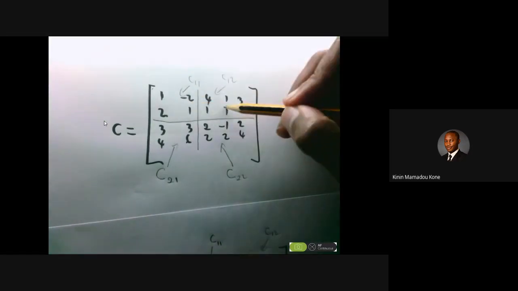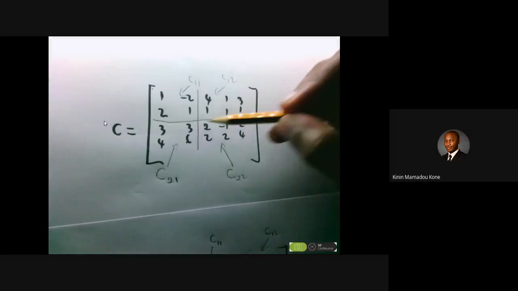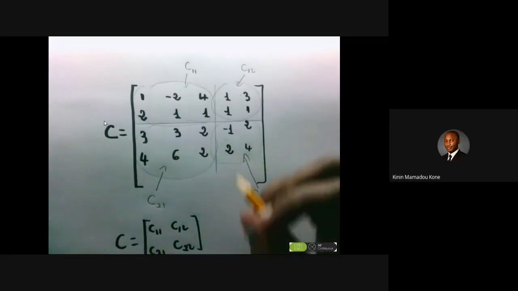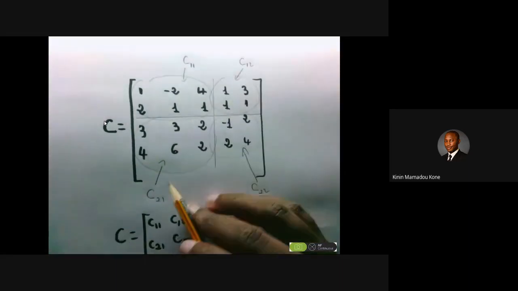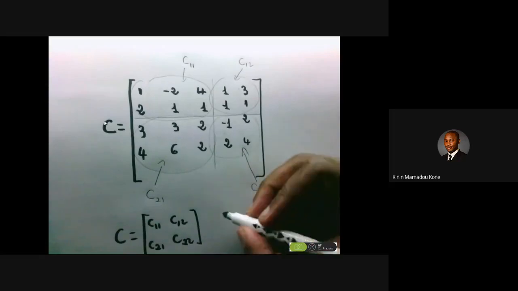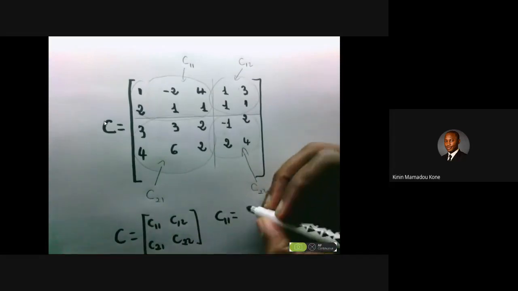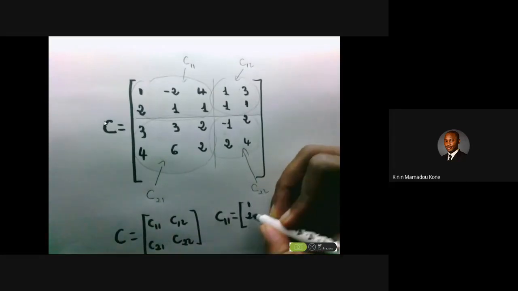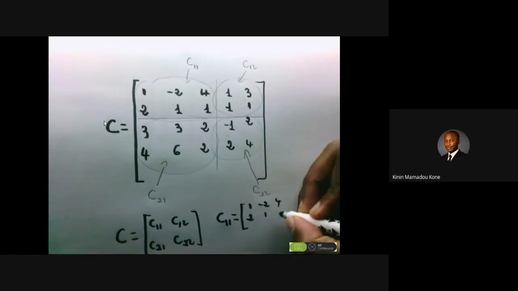So I could have used any partition I want. I could have put the vertical line here, here, or here, and the horizontal line here. Depending on the situation that you have, you find out what is the best way of partitioning it. This illustrates the concept of partitioning. The C11 matrix that we have here is actually this matrix, which is 1, 2, -2, 1, 4, 1.